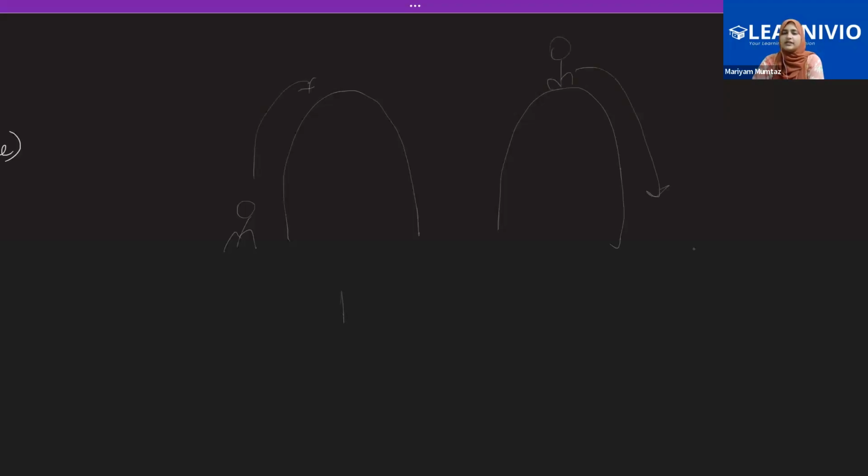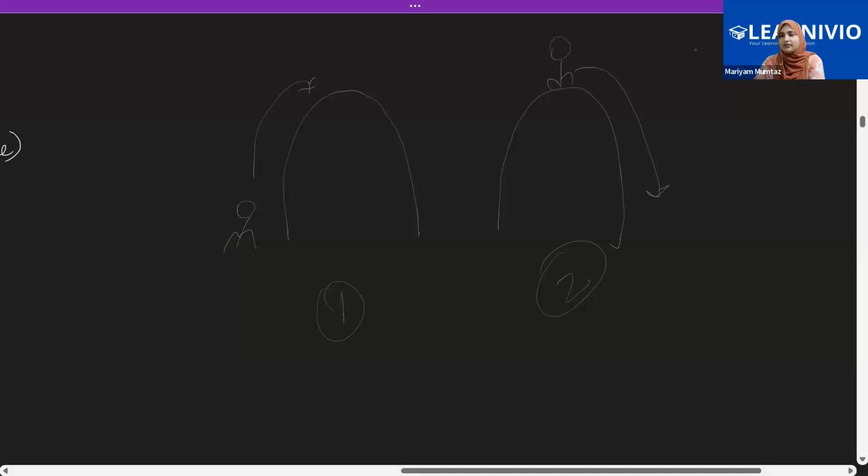Which one is going to be easier, one or two? Coming from the top of the mountain or going to the top of it? Which one is it? Two is easy or one is? Two is easy. Sure. You people are understanding my drawing.